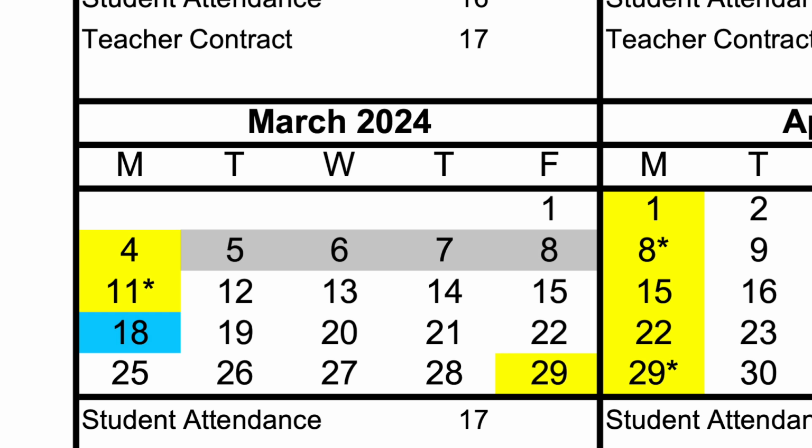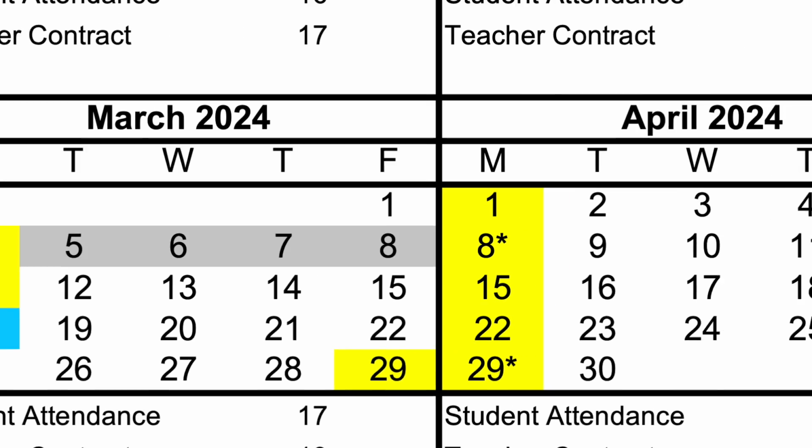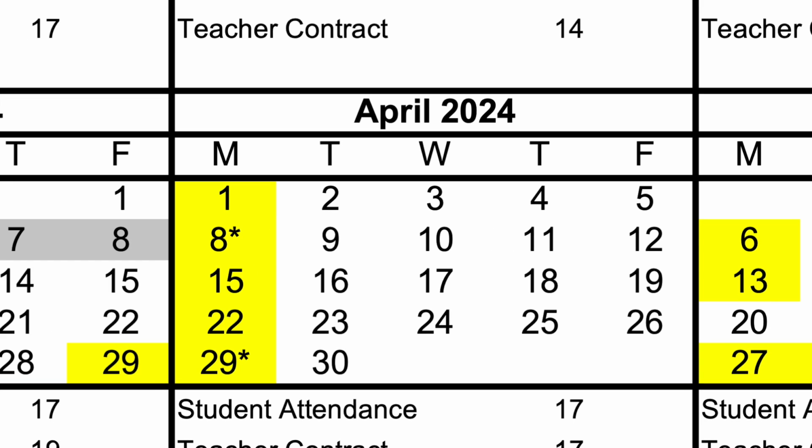The 18th of March is a teacher PD day, and then we do have a shortened break around Easter, with March 29th through April 1st being off for that.